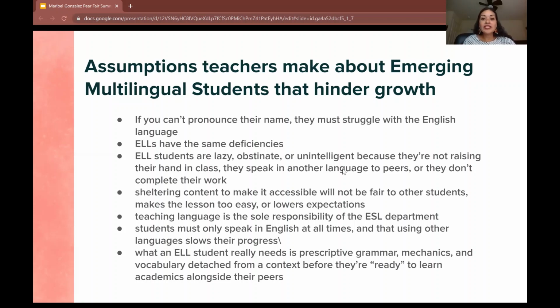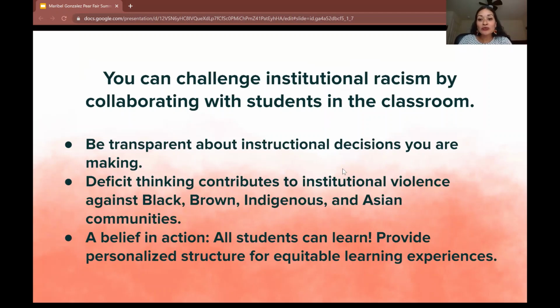So if we're thinking about challenging institutional racism, we want to collaborate with students in the classroom. We want to be transparent about instructional decisions that we are making. We want to combat deficit thinking because we know that that contributes to institutional violence in schools and beyond. And we want to stand behind our belief in action that all students can learn by providing personalized structure for equitable learning experiences, and that is what scaffolding is.